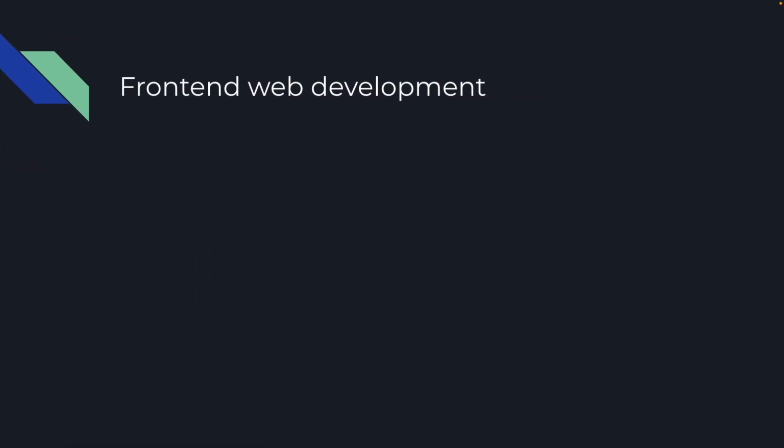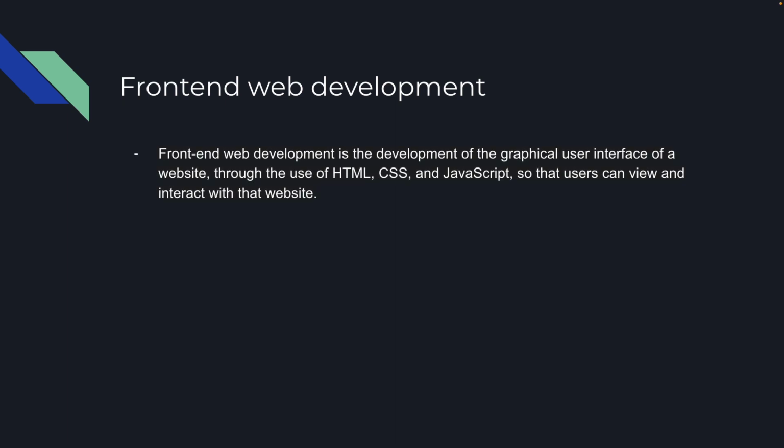So let's talk about front-end web development, because in this course we are going to really focus on front-end web development. Now, what is front-end web development? Front-end web development is the development of the graphical user interface. Remember, the user interface is what the user sees and what the user interacts with. The graphical user interface of a website is built through the use of HTML, CSS, and JavaScript, so that users can view and interact with that website.